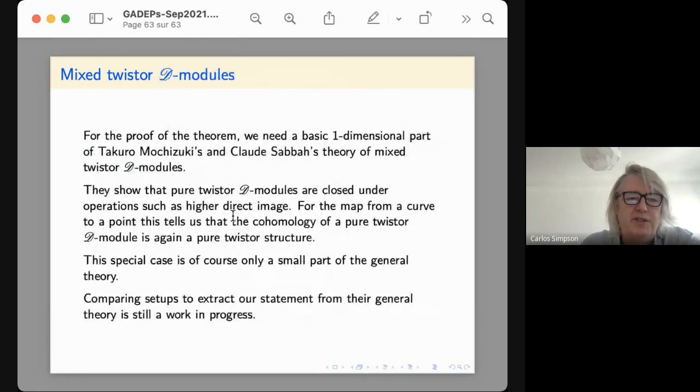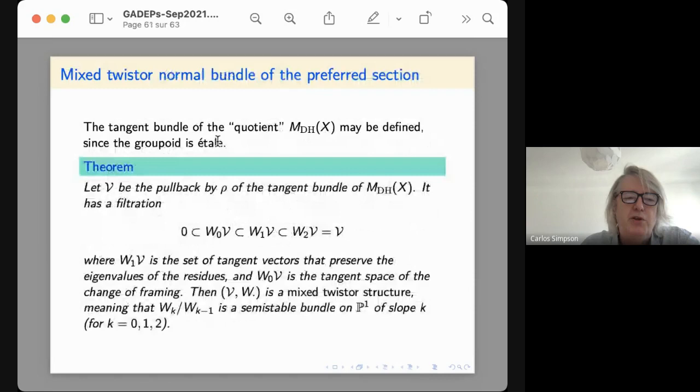Let me just say the theorem here. If you can define a moduli space that way, then the weight theorem says that the normal bundle of the preferred section is a mixed twistor structure. It has a weight 0 piece, which is the change of framing. It has a weight 1 piece, which is the deformations of things that preserve the monodromy transformations at infinity. And then it has a weight 2 piece, which comes from the rank 1 weight 2 discussion that we had, corresponding to those monodromy transformations at infinity.